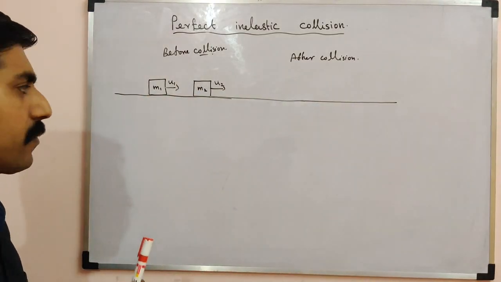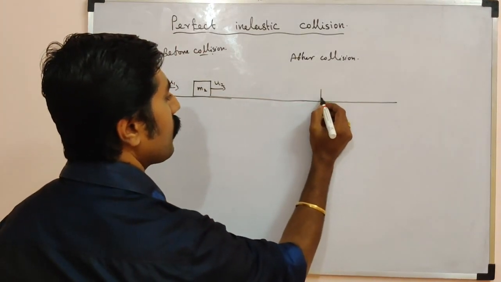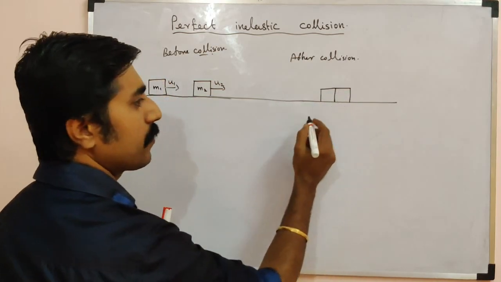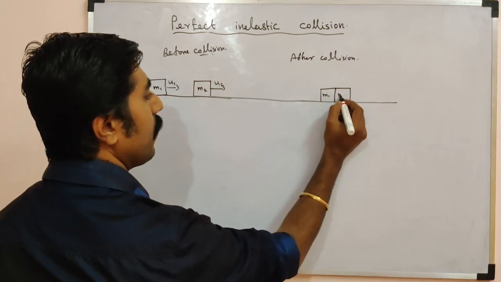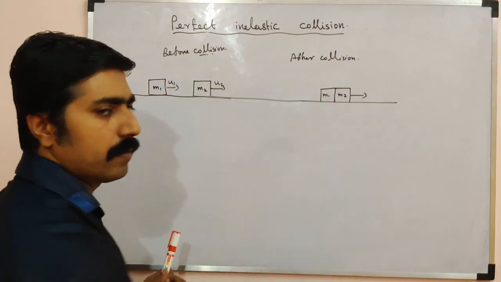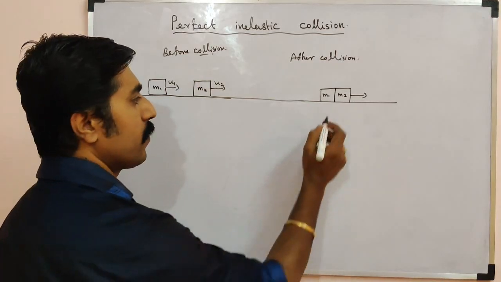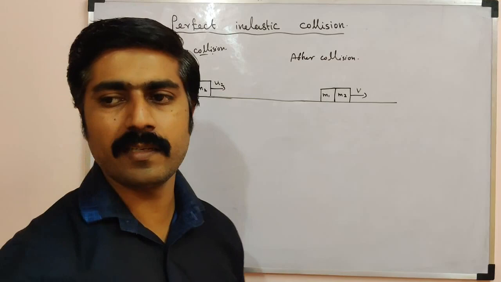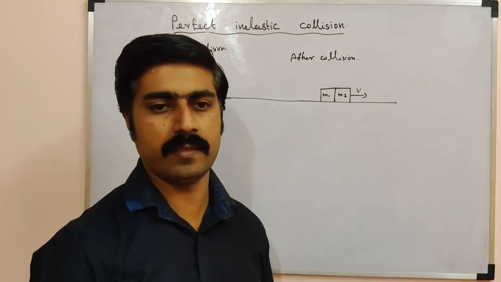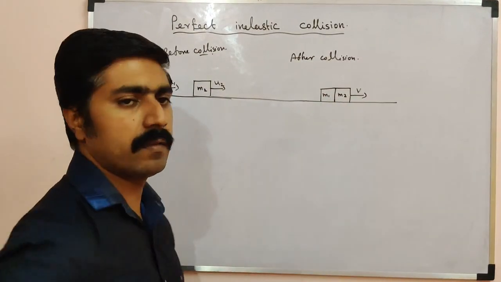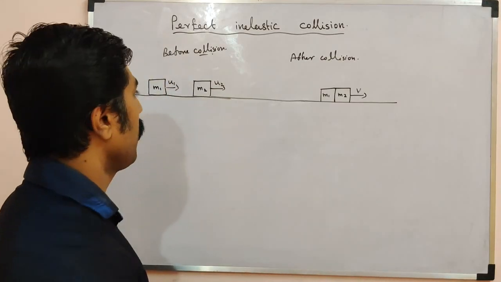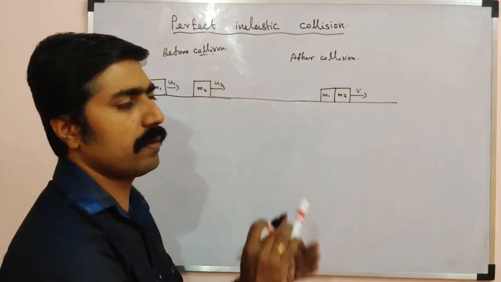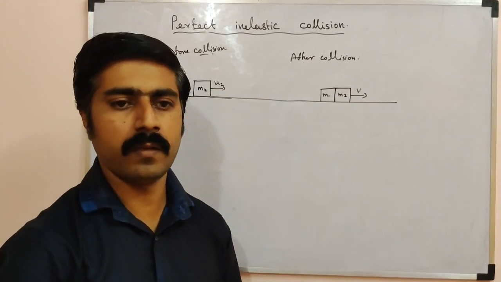After collision, both the objects m1 and m2 stick together and move with a common velocity. So the velocity is the same. The common velocity is denoted by the letter v, that's the final velocity. For both the objects the velocity is the same. The linear momentum before collision is equal to the linear momentum after collision.